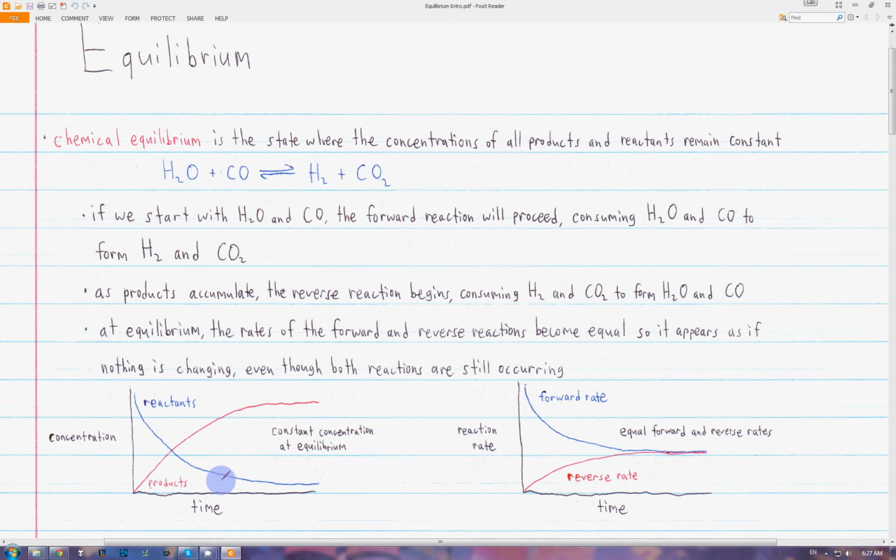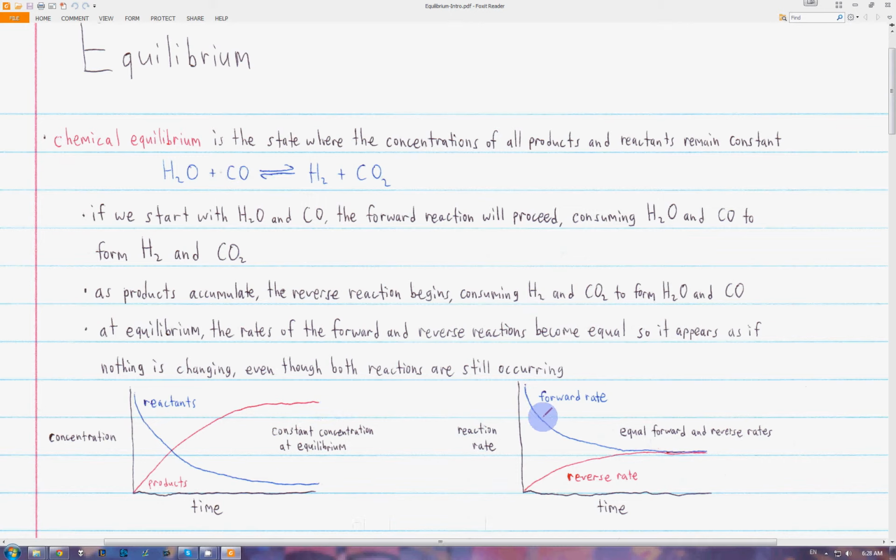So here you can see a graph of the concentration of the reactants and products with time. To start out, we have a lot of reactants, and then as the forward reaction proceeds, the concentration of the reactants decreases while the concentration of the products increases. And then at equilibrium, the concentrations of both the reactants and products remain constant.